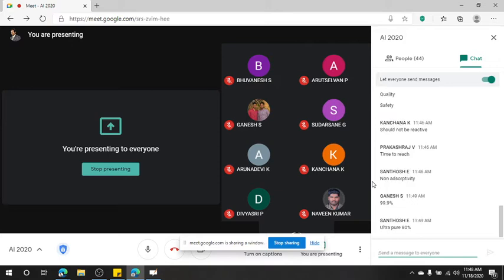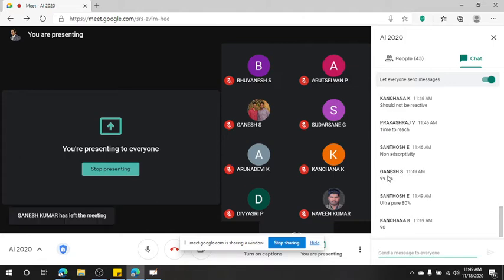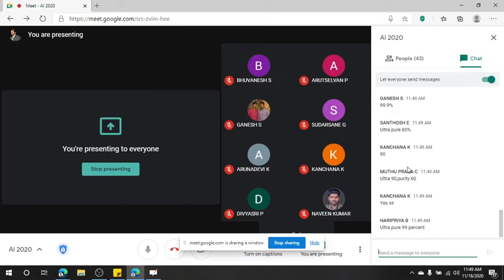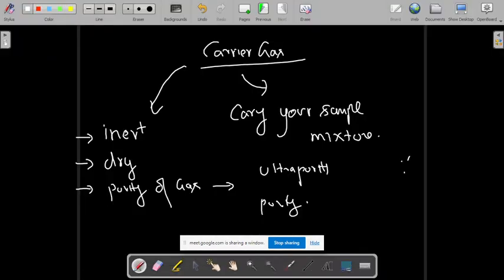Okay, Ganesh is giving an answer for ultra purity, Santosh is giving 80%. Some more answers. Okay, 90%, this is for ultra pure. Kanchana: ultra is 90, purity is 60. Okay, good. Thank you, Muthuprabha, Kanchana, Naveen. But I'll give you a very interesting thing.